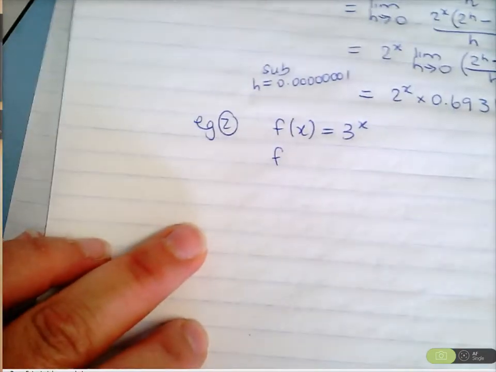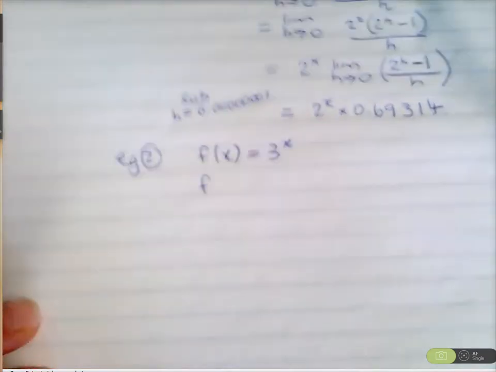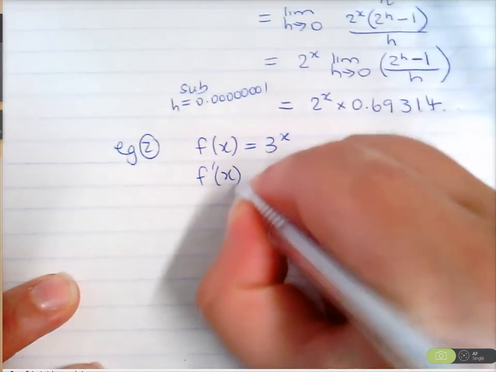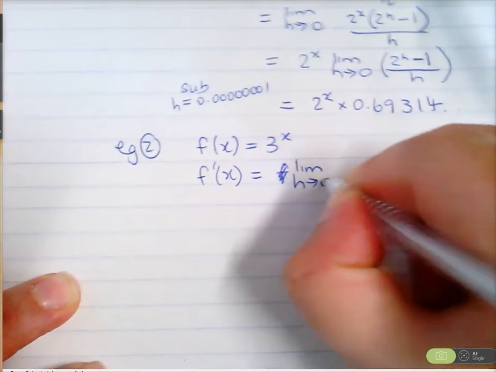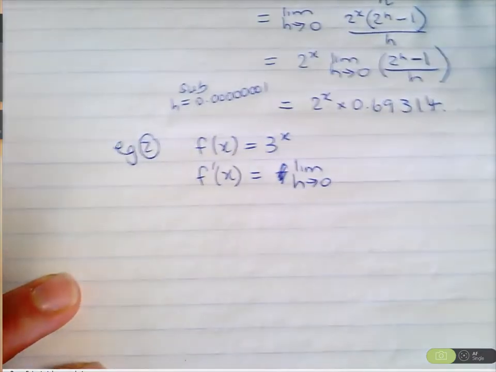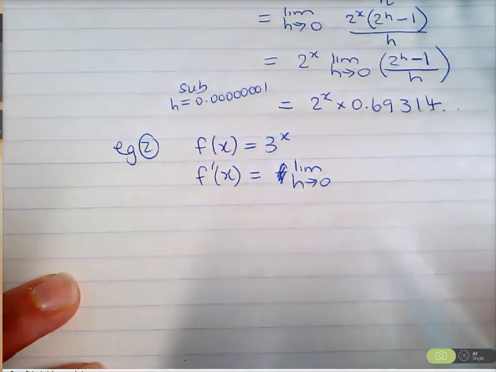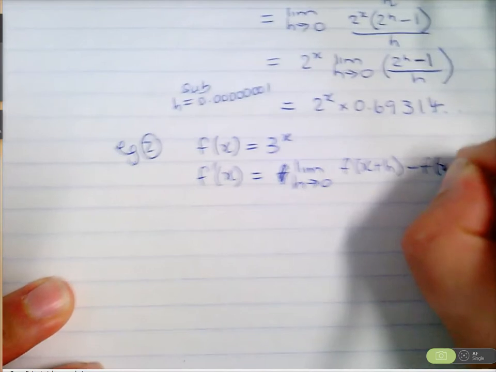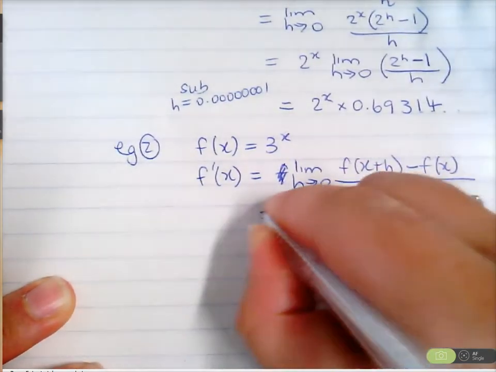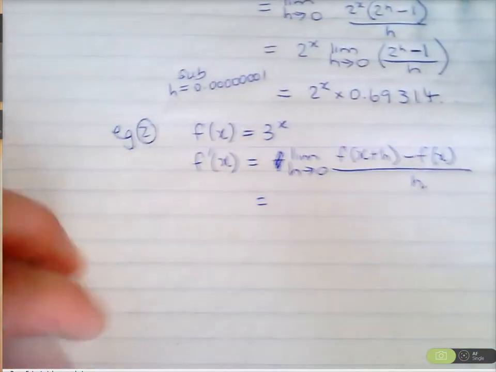If function of x is 3 to the x, f dashed x will be the limit, I'm doing it again, as h approaches 0. So can we do the same process with 3 to the x of function of x plus h minus function of x over h. Now girls, what I'm doing here, I'm deriving the rule we're going to use today.